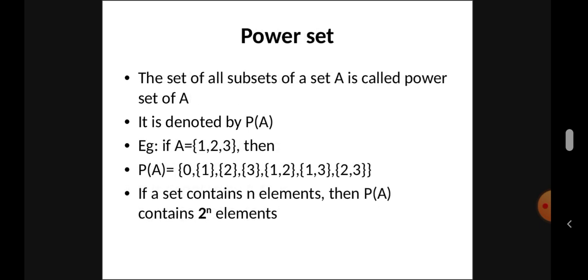Next, power set. The set of all subsets of a set A is called the power set of A, and it is denoted by P of A. Example, if A is equal to {1, 2, 3}, then power set of A is equal to {∅, {1}, {2}, {3}, {1, 2}, {1, 3}, {2, 3}, etc.}. And if a set contains n elements, then P of A contains 2 raised to n elements. Okay.